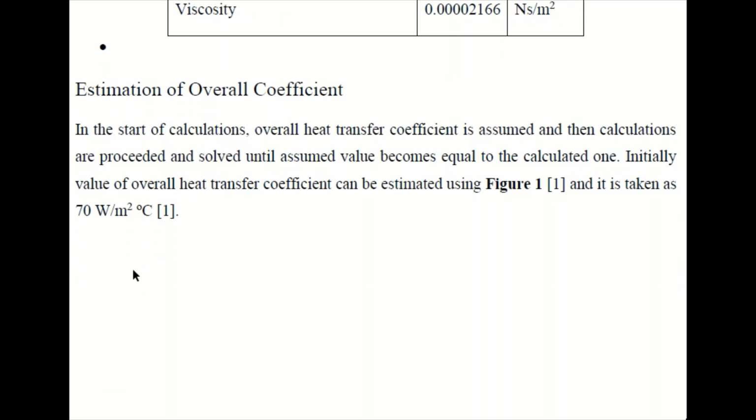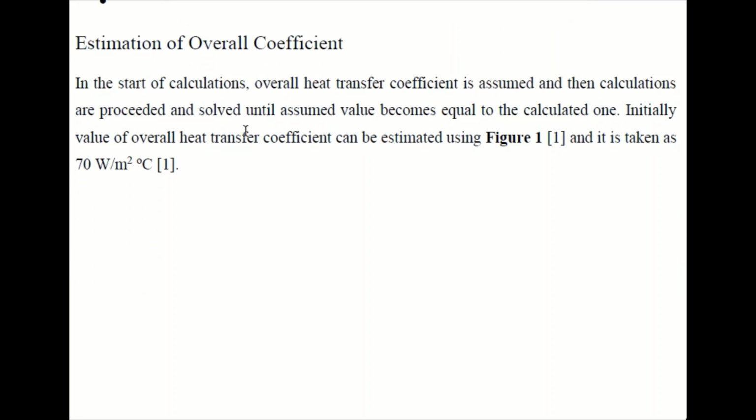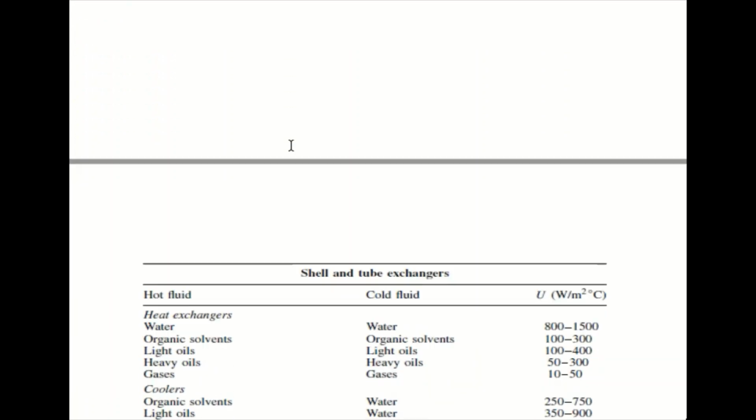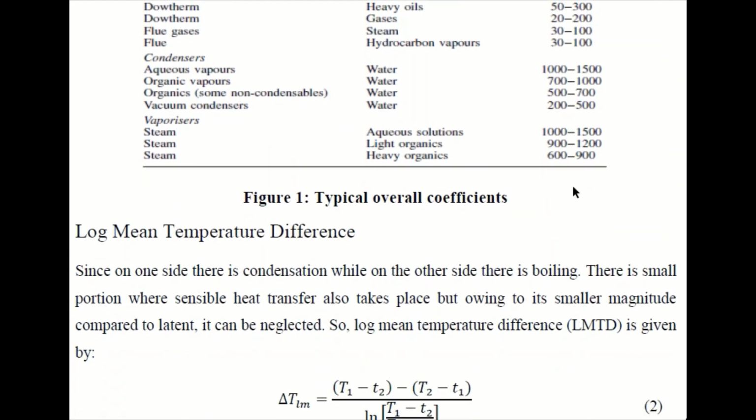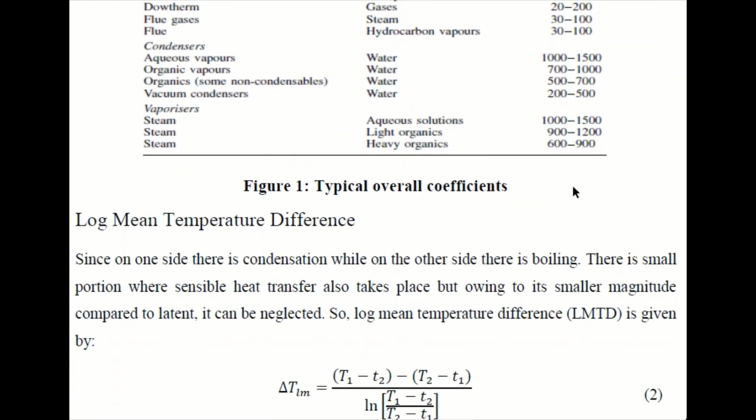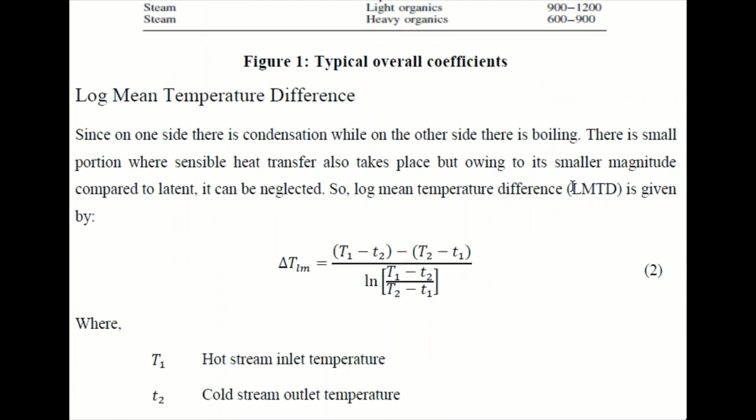Then you need to estimate the overall heat transfer coefficient. That is the initial assumption. Based on the calculated guess we can use figure 1, this figure, like you can see from here, shell and tube heat exchanger, and then hot fluid and cold fluid are listed, and then here we have overall heat transfer coefficient, so we can take any value between these and then we can perform the iterations to calculate the overall heat transfer coefficient. So I have taken here 70 watt per meter square per degree C as overall heat transfer coefficient.